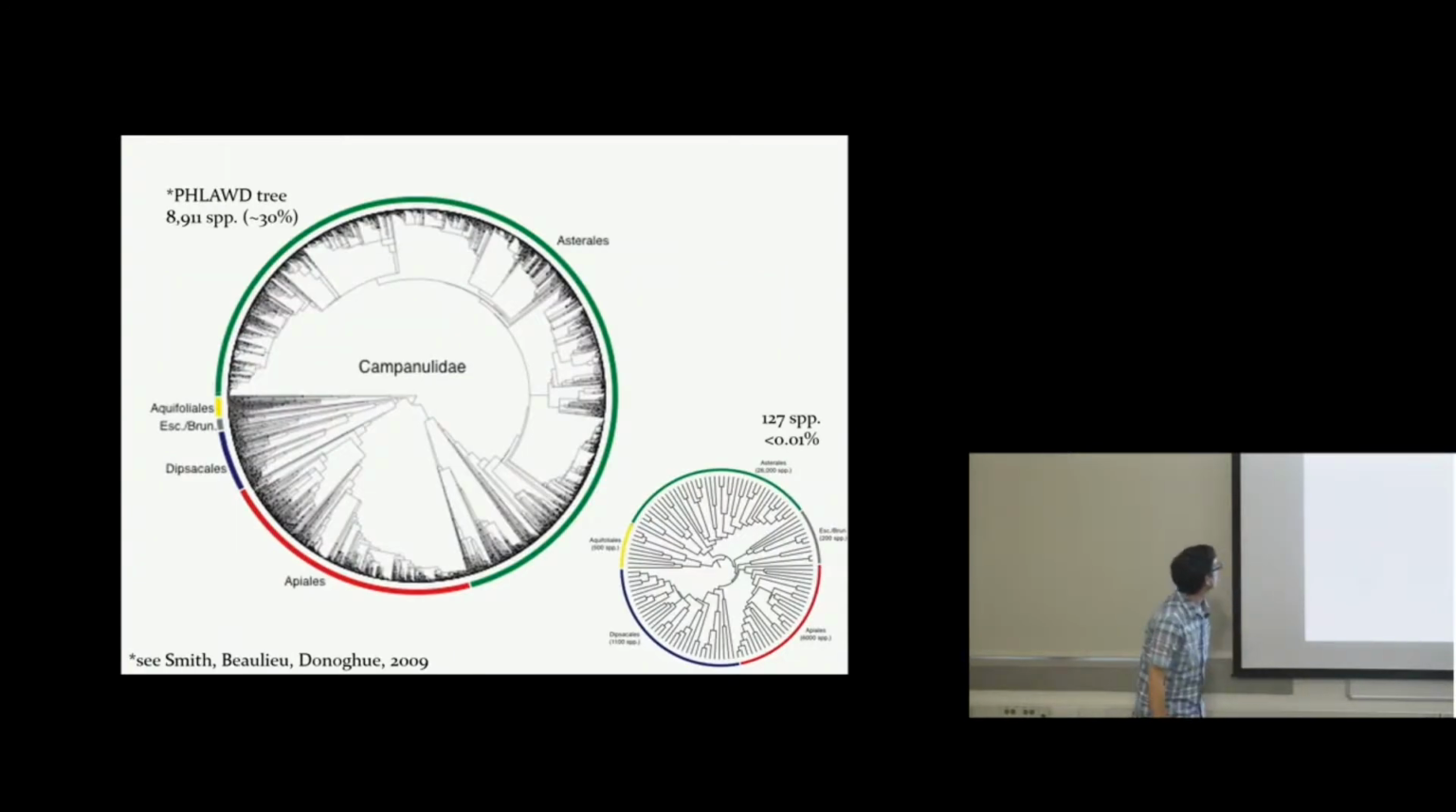And so here's my tree of companionlids, which is 8,900 species or so. Now this represents 30% of the diversity in companionlids, which is a huge improvement from what we used to do before, when we had trees of the same group with very, very few taxa. So in a comparative context, we can start to better examine characters across large scales.